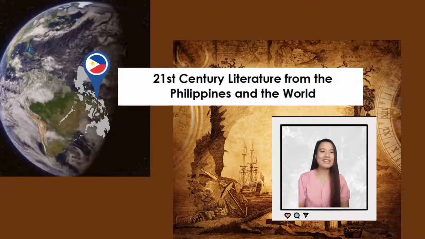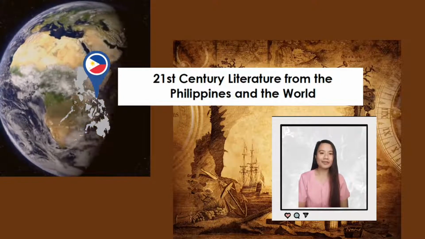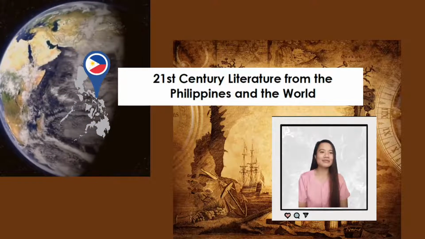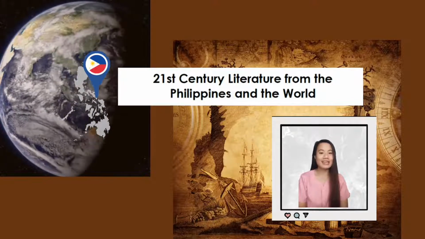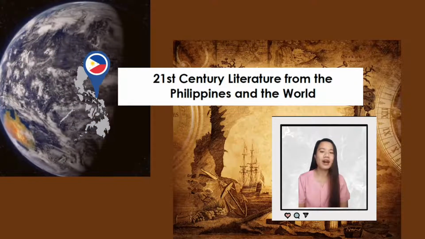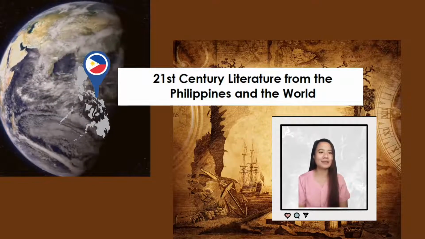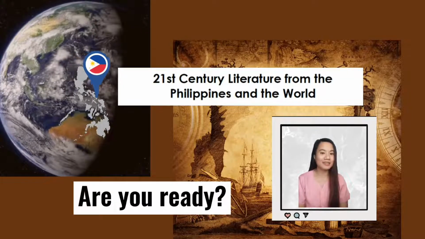Congratulations for having successfully finished your week 5 lesson for second quarter. Now, you are about to learn week 6 lesson for the second quarter. That is to do self and peer assessment of the creative adaptation of a literary text based on rationalized criteria prior to presentation. Are you ready to learn now? Let's begin.